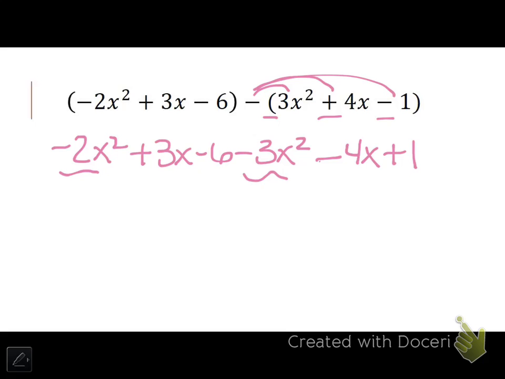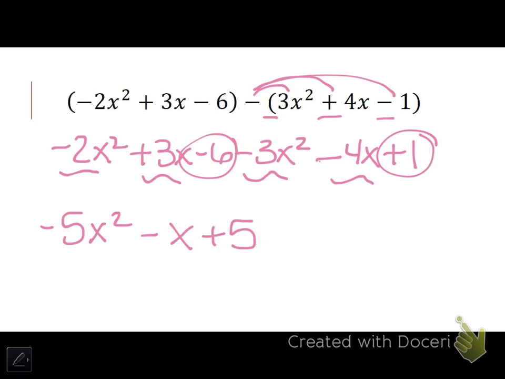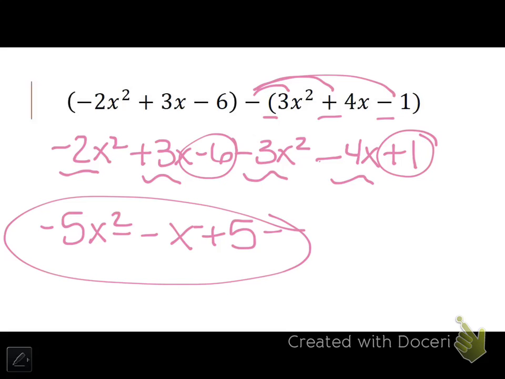Negative 3x squared and negative 2x squared gives me negative 5x squared. 3x minus 4x gives me negative x. And negative 6 plus 1 gives me a plus 5. And it's written in standard form, so there's my answer. Again, standard form is highest exponent to lowest exponent. So we got our 2, our 1, and our 0 here.